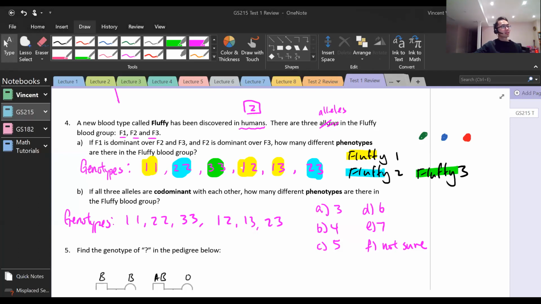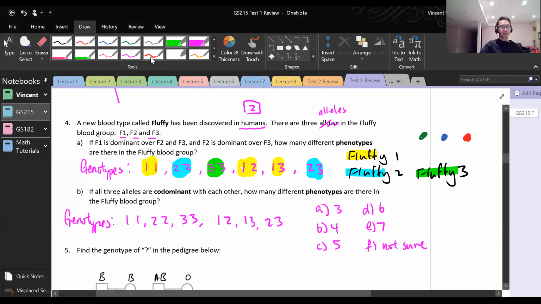All right. I will end the poll. And the correct answer is 6. So 1, 1 is just fluffy 1, then fluffy 2, fluffy 3. And if it's 1 and 2, because there is no more dominance, if you have both 1 and 2 together, then that's going to be fluffy 1, 2. It's like blood type AB. This would be fluffy 1, 3, fluffy 2, 3. So 1, 2, 3, 4, 5, 6 different types.